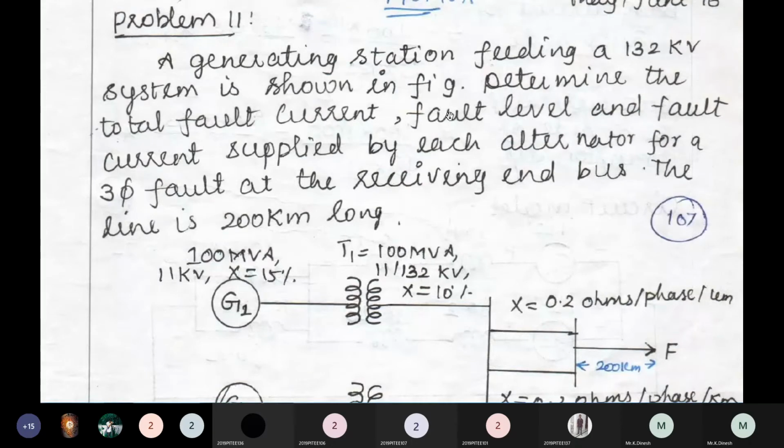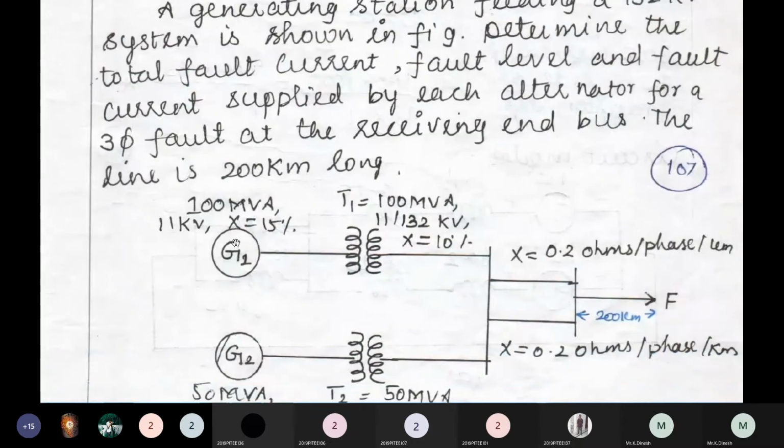Fault level means, in order to check the severity, how severe the fault is, we have to check with the help of the fault level. And what is the fault current supplied by each alternator? For the two alternators, we need to find out what is the fault current supplied through each generator.